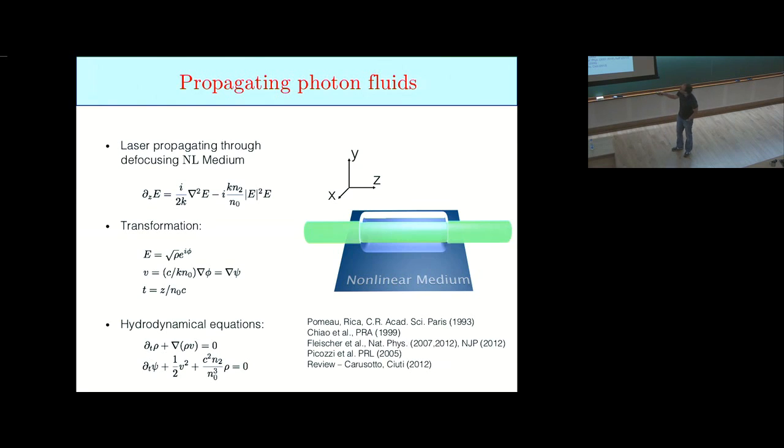So here you have some references where you can find more details about this, in particular the papers by Chiao, who I think were some of the first to really pinpoint how to show that light behaves like a fluid. Okay. Now there are a couple of points here.